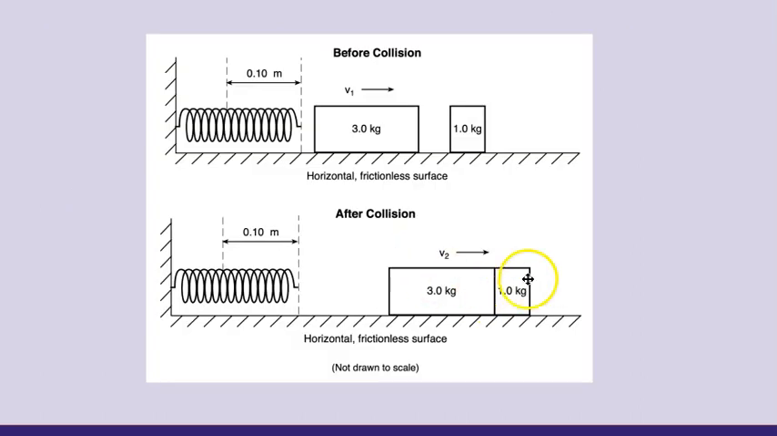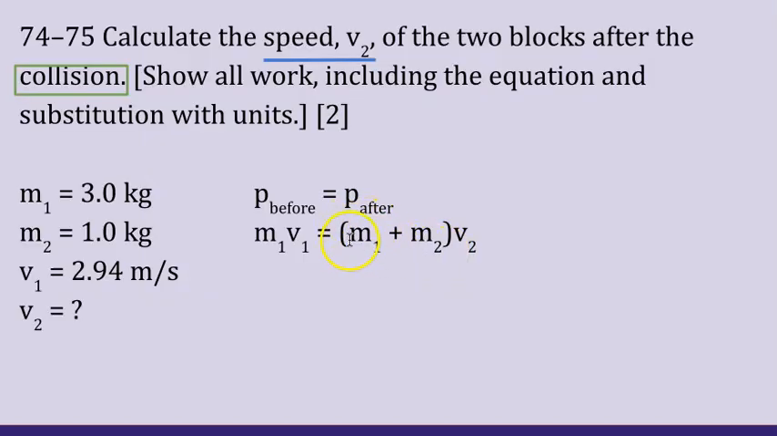For P after, we see that the two blocks are stuck together and they both travel with that same velocity v2. So I write m1 plus m2, and I'm pretending it's basically just one object now. One new object of these two blocks smushed together, and then that's their mass times however fast they're going, which is their velocity.